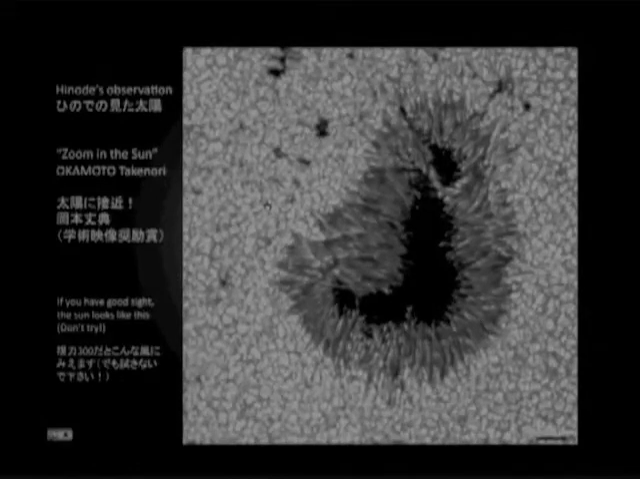This movie was given the encouragement prize of the academic film competition. It was taken by Dr. Okamoto from the National Observatory.